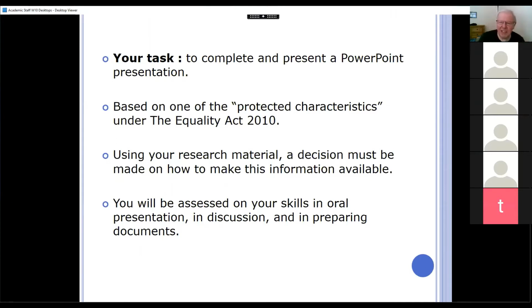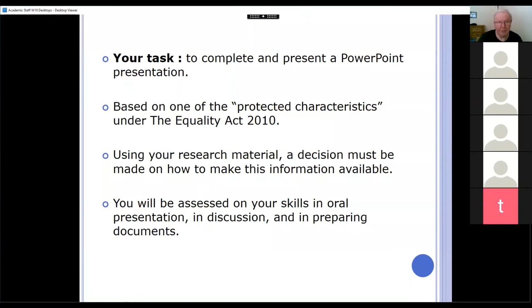Using your research material, a decision must be made on how to make this information available. What we mean by that is it's up to you how you decide to do this presentation. But obviously there are limitations in terms of time and the kind of information that we want on screen. The bottom one says you'll be assessed on your skills in oral presentation, discussion, and preparing documents. It may well be we won't be bothering with the oral presentation, but we will be discussing it as you're going on with it, and also preparing certain documents. Everybody okay so far? Yeah.